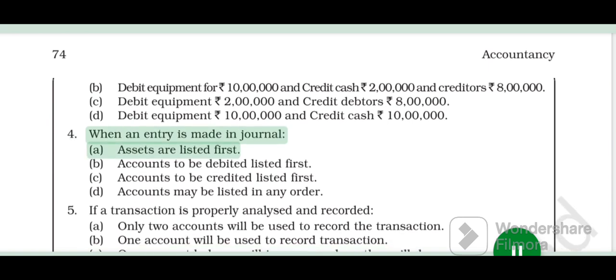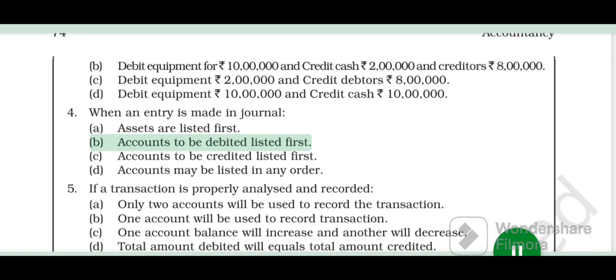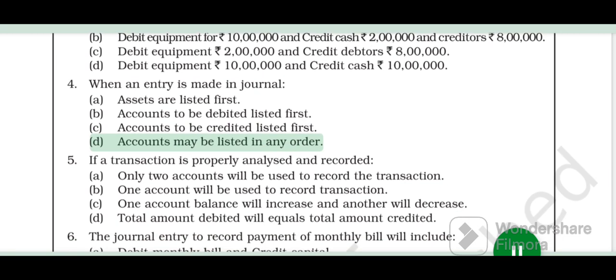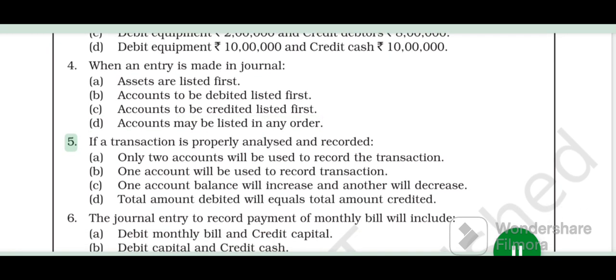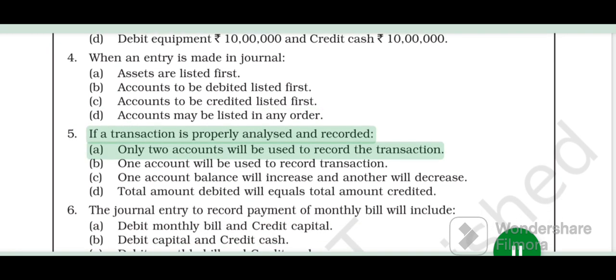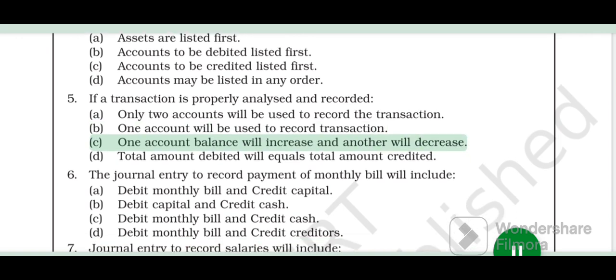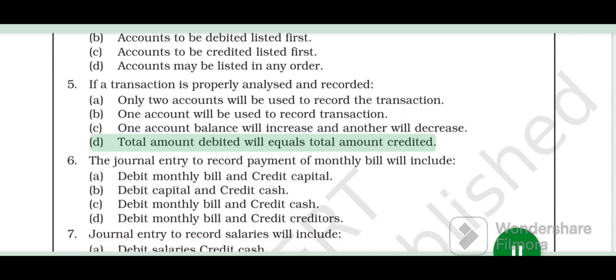4. When an entry is made in the journal: A. Assets are listed first. B. Accounts to be debited are listed first. C. Accounts to be credited are listed first. D. Accounts may be listed in any order. 5. If a transaction is properly analyzed and recorded: A. Only two accounts will be used to record the transaction. B. One account will be used to record the transaction. C. One account balance will increase and another will decrease. D. Total amount debited will equal total amount credited.